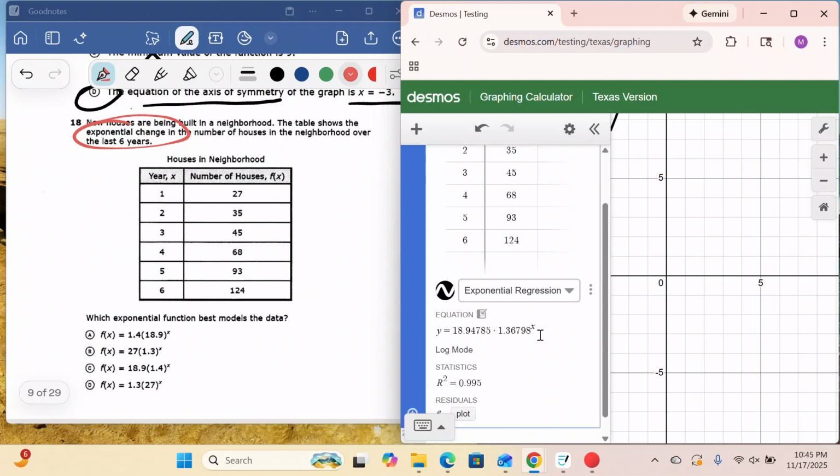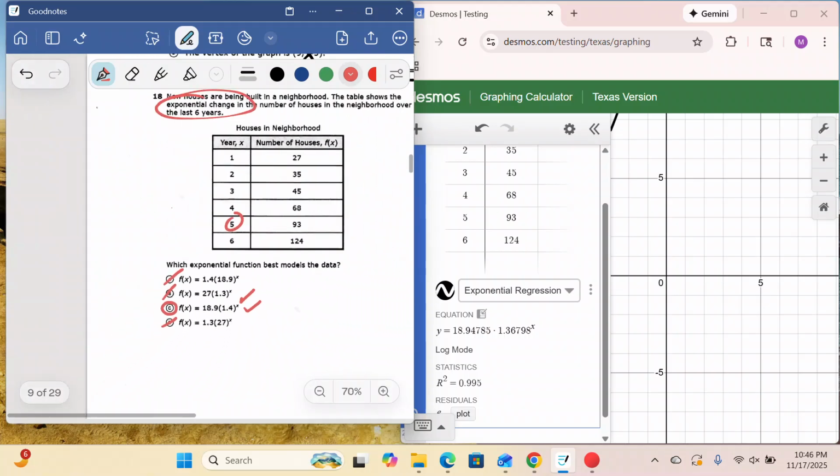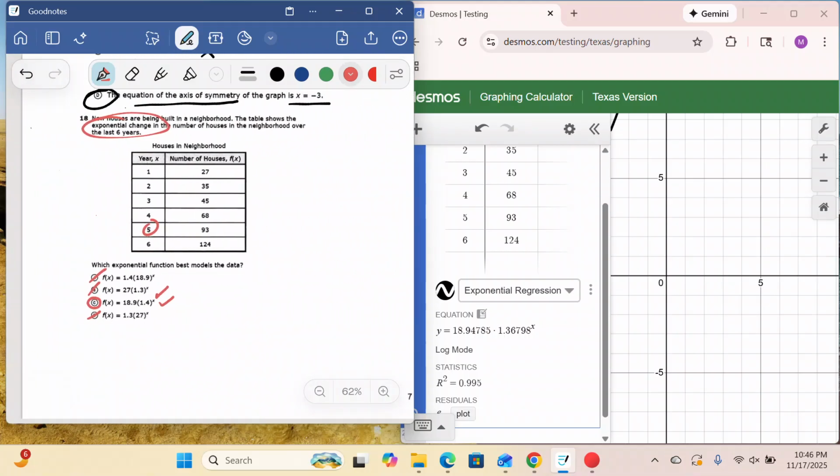So the closest one to that one is, of course, letter C, and that is our correct answer. If you look at that, all they're doing is rounding the 18.94. It's 18.9, and 1.4 is just rounded 1.36, and it rounds up to 1.4. So that's all they're doing. And if you want to input one of the x's for this x, you can also do that. And in that x, you will get something close to 93. It's not going to be exact because we estimate it. But again, you're going to get something very, very similar.